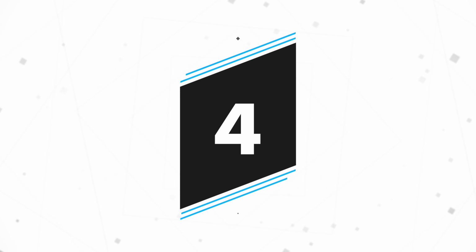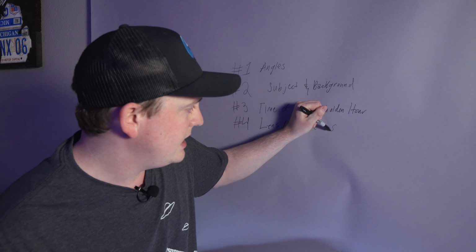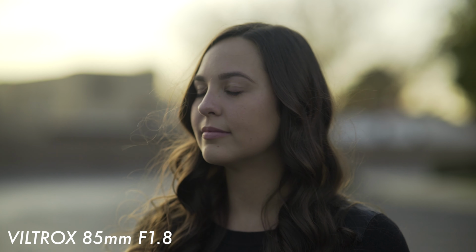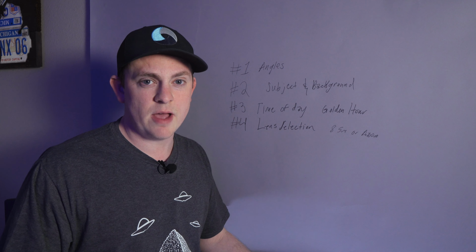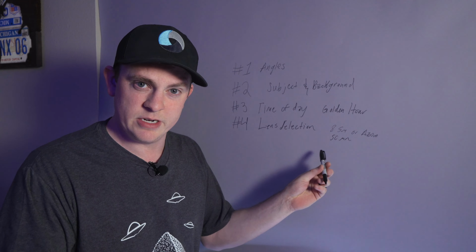Number four is your lens selection, and I highly recommend using an 85mm or above. Once you get to 85mm, you're getting a ton of compression and it allows that background to blur out and become very soft. If you don't have an 85mm lens, you can get away with it a lot of times with a 50mm lens as well.